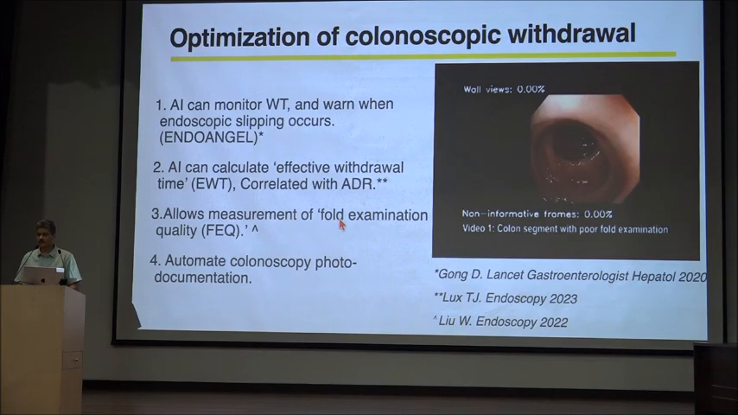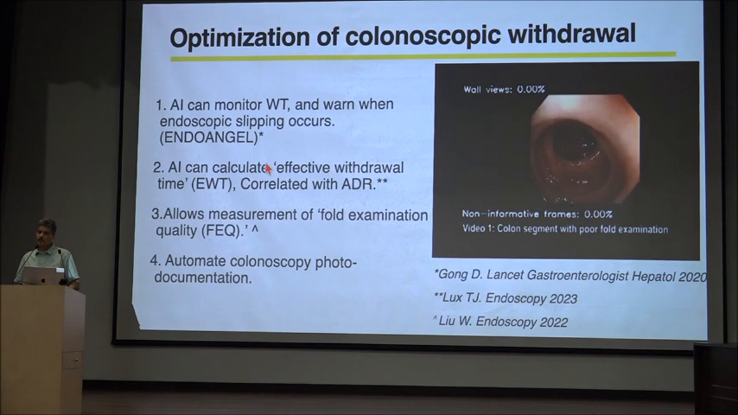Colonoscopy withdrawal is another very important thing. The minimum time for colonoscopy withdrawal is supposed to be 6 minutes, and no faster than 6 minutes from the cecum back out through the anal canal. If you withdraw faster, you will have an increased adenoma miss rate. So AI can monitor the withdrawal time and warn when endoscope slipping occurs.